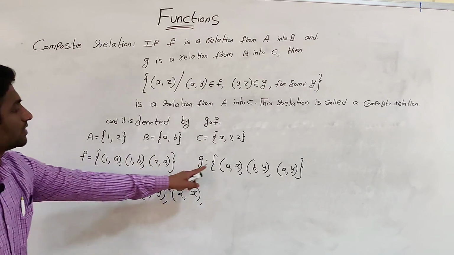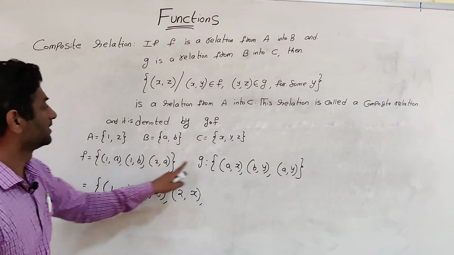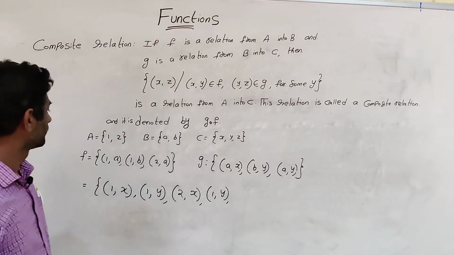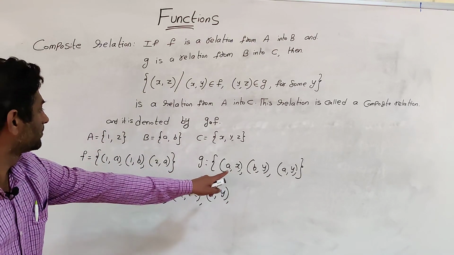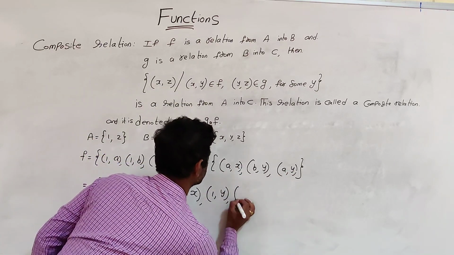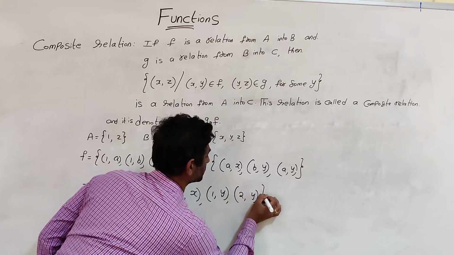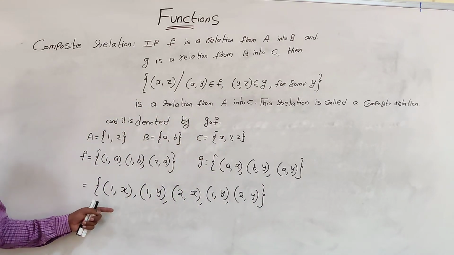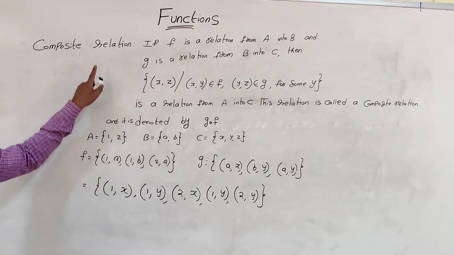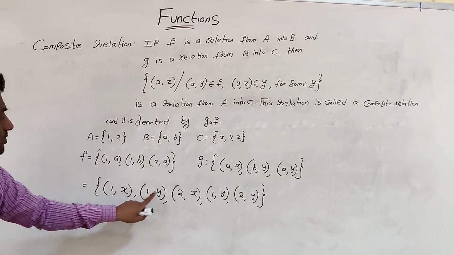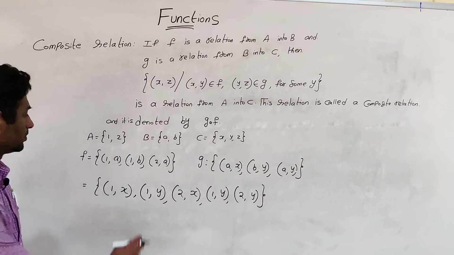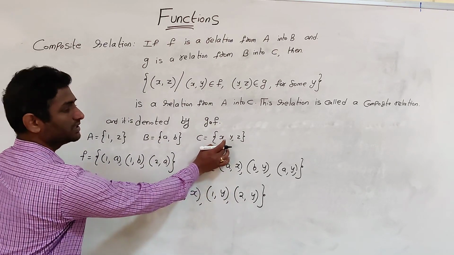Oh, one more a is also there. (1, a), (a, y) gives (1, y). (1, b), (b, y) gives (1, y). (2, a), (a, y) gives (2, y). So this is a relation from set A, what is A? 1, 2. And x, y are the elements from the set C.